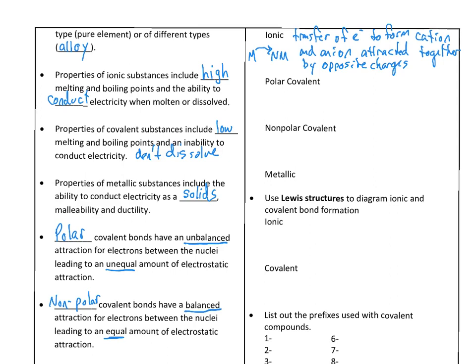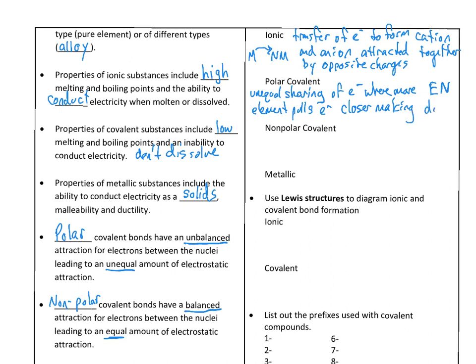So for a polar covalent, we say that we have an unequal sharing. The key there is the unequal sharing of electrons, where the more electronegative element, and I'm going to say E in there for electronegative element, pulls electrons closer, making what we call a dipole, right? That was that partial positive or negative thing.